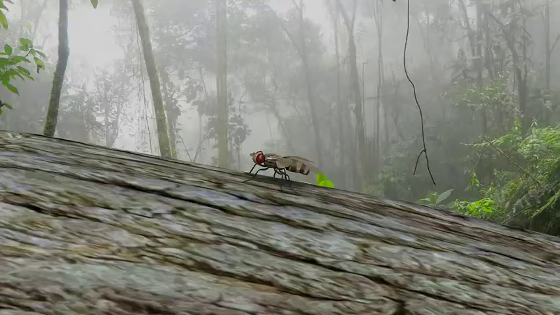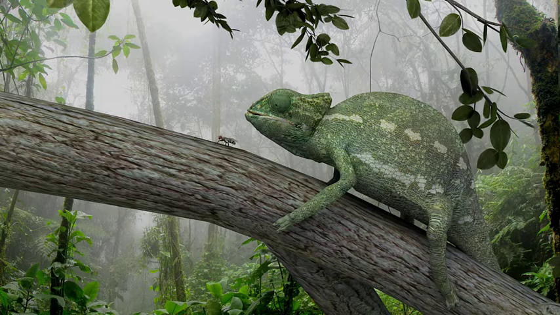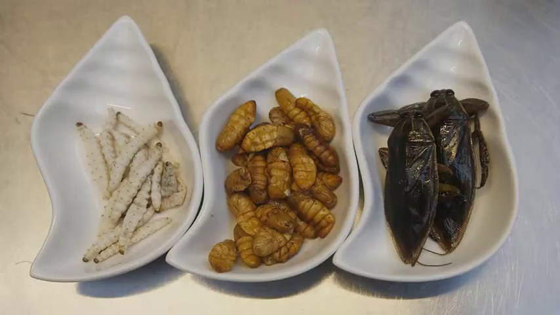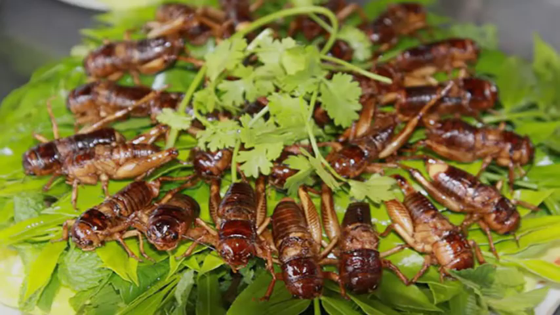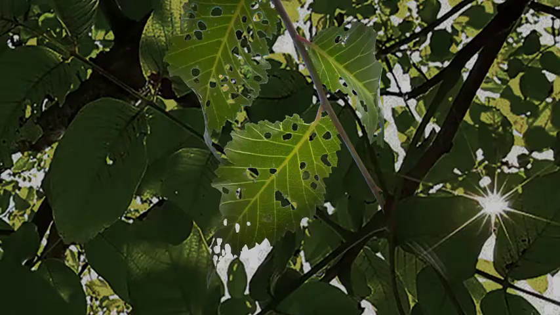Insects are also an excellent food source for a wide variety of other animal species, including humans. Also, some insects are beneficial as they eat other harmful insects or pests.